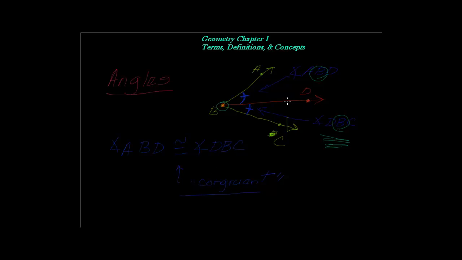Now, if that is the case, this also means, and we can also reference this entire angle up here, we can say that ray BD bisects the entire angle, angle ABC.